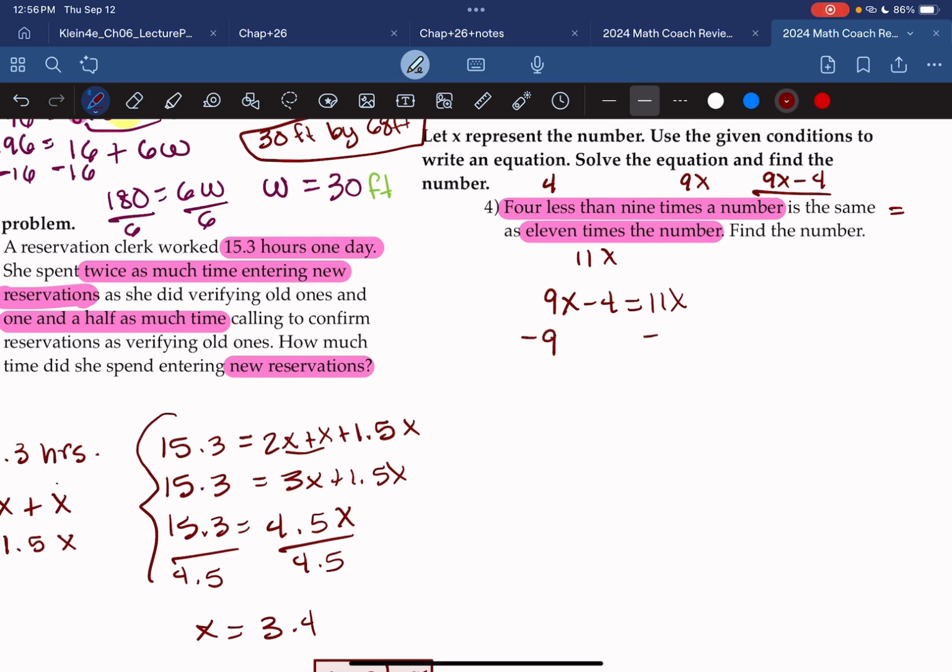Subtract 9x, subtract 9x. Negative 4 equals 2x. And then now we would divide by 2, divide by 2. So x is going to equal negative 2. And that's your answer. These can seem a bit challenging just because they're a little different, but they're not that hard. You just have to understand the concept and read the question carefully.